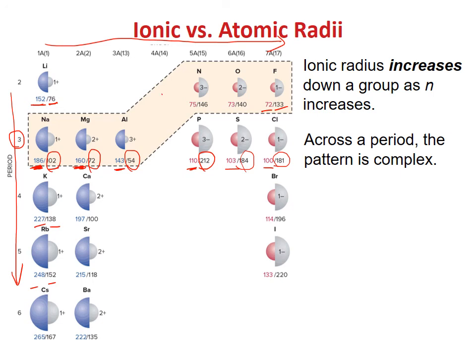However, between cation and anion, there's a big increase. So aluminum cation radius 54, phosphorus anion radius 212. So anions in general are larger than cations in the same period.